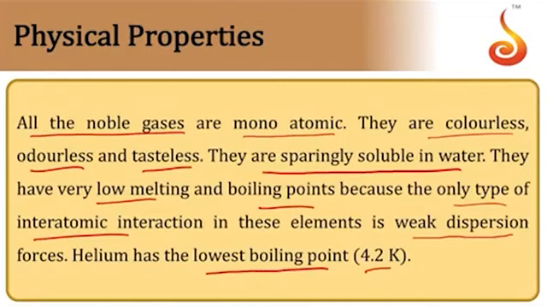So all noble gases are monoatomic, colorless, odorless, tasteless gases. They are sparingly soluble in water, but solubility increases down the group. They have very low melting and boiling points. That is because they have very weak van der Waals forces present between these atoms. And helium is having the lowest boiling point, and it is 4.2 Kelvin.